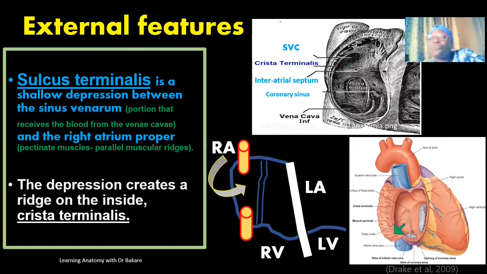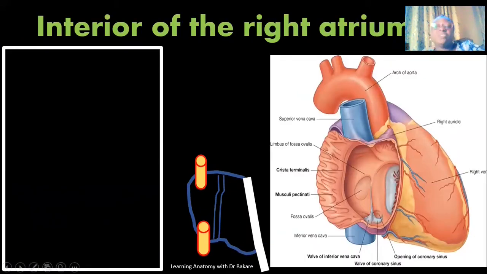It's good for us to really understand this. If you look at it on the outside, you see there is a depression, and that is called the sulcus terminalis using this diagram here. Because of this depression, it's now going to create a ridge or a bulge on the inside, which is now called the crista terminalis. These two structures are critical landmarks in the right atrium. So that will take us to the interior of the right atrium.